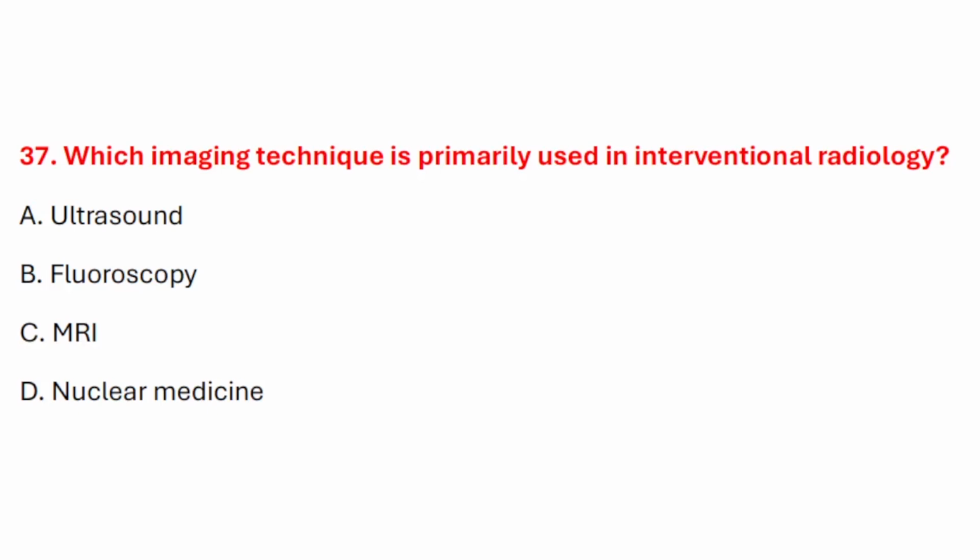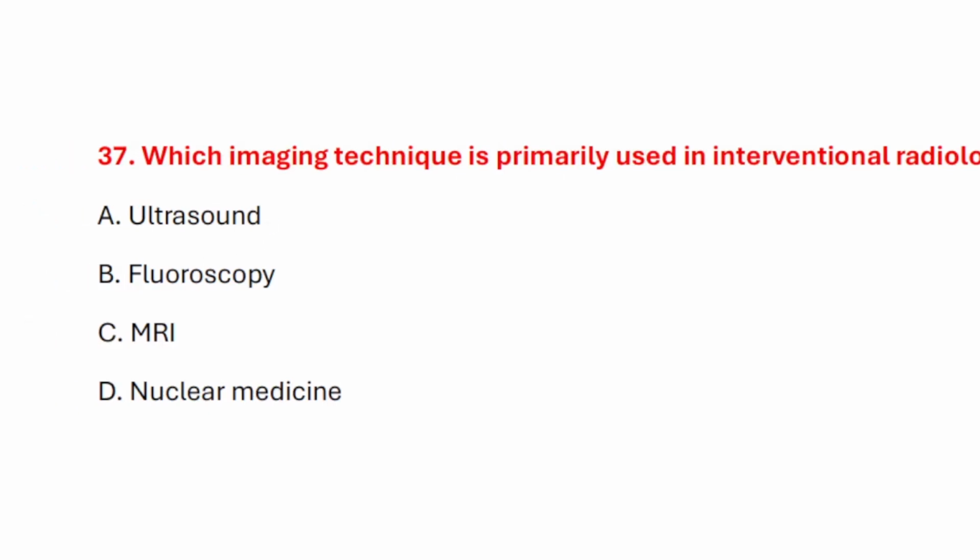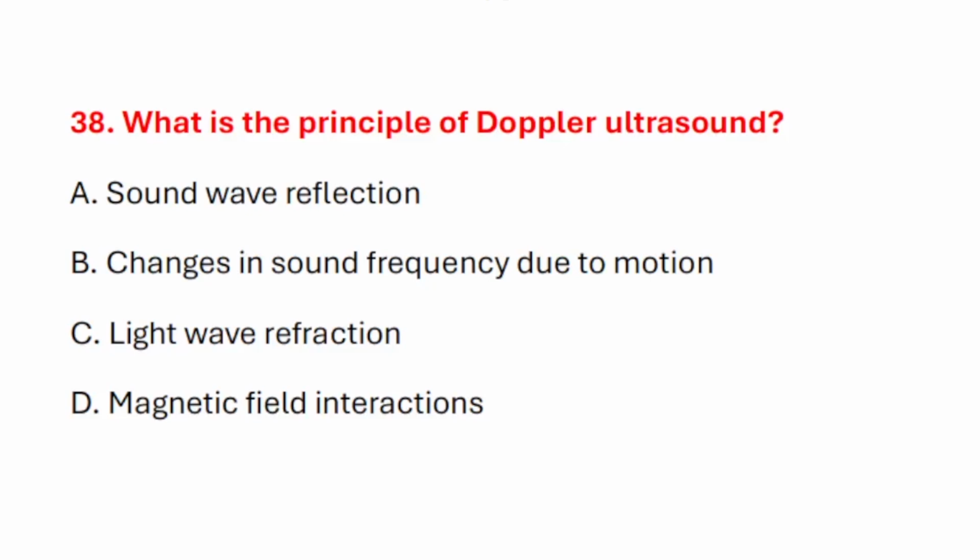Question number 37. Which imaging technique is primarily used in interventional radiology? Correct answer is option B, fluoroscopy. Question number 38. What is the principle of Doppler ultrasound? Correct answer is option B, changes in sound frequency due to motion.